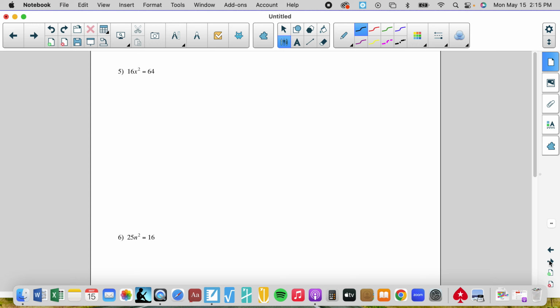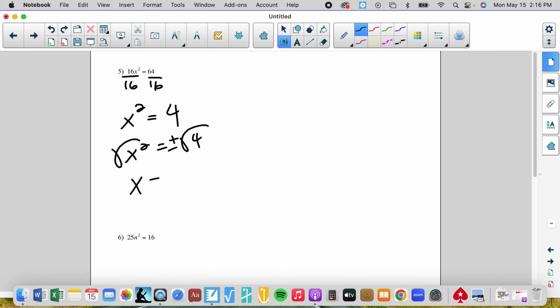Number 5, my variable is not isolated. It's being multiplied by 16, so I'm going to divide by 16. I got x squared equals, I think that's 4, 24. Yep. And now I've got my variable isolated. I need to get rid of that square. And I get x equals plus or minus 2.